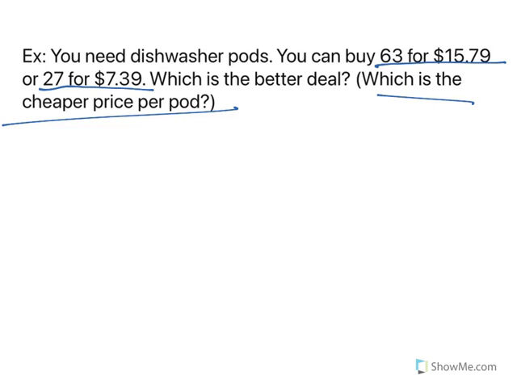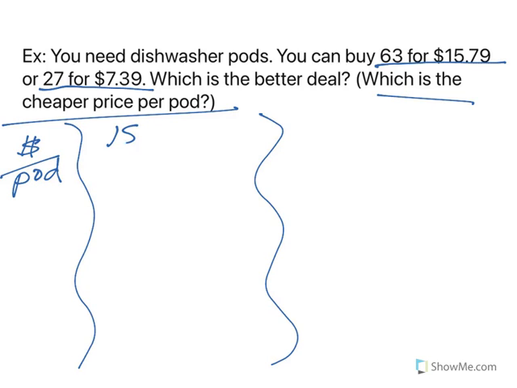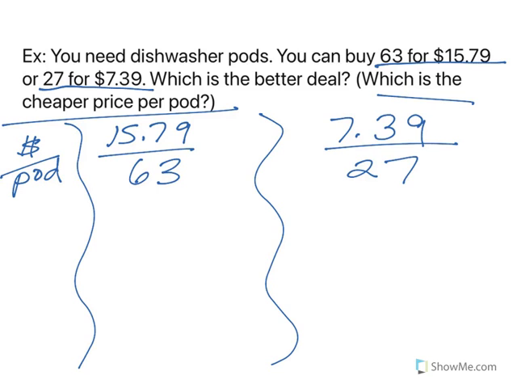And if you go to the store, a lot of stores will have the unit price on the little tags. Look at them so you can see which is the better deal. Sometimes it doesn't matter because you buy what you can afford, but if you want to just buy the better deal because you know you're going to use them, then pay attention to the unit price. So for this case, we are looking for price per pod. We're going to compare the $15.79 over 63 pods and the $7.39 over the 27 pods.